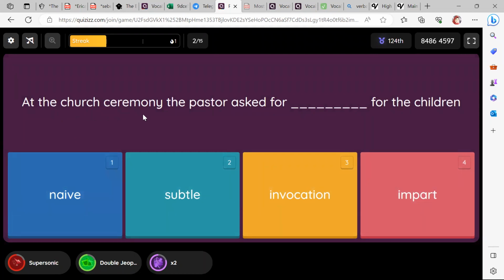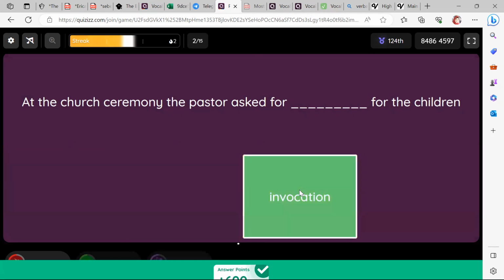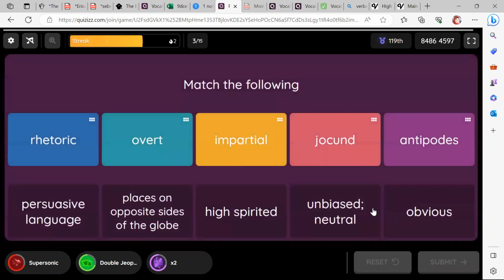So here at the church ceremony, the pastor asked for what? For the children. Here, the part of speech actually will help you, okay? The part of speech. I need here a noun. So I know that naive and subtle are adjectives. Impart is a verb. Invocation, which ends with tion, is a noun. So it's likely to be the right answer, even if I don't know exactly the meaning of the word. Okay, so I got it right. That's how the part of speech can be helpful.